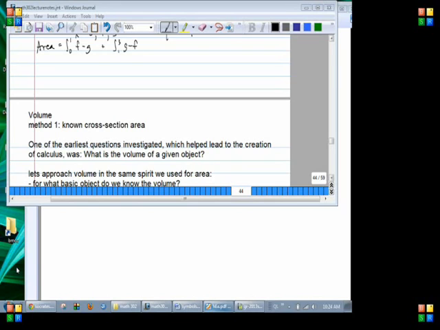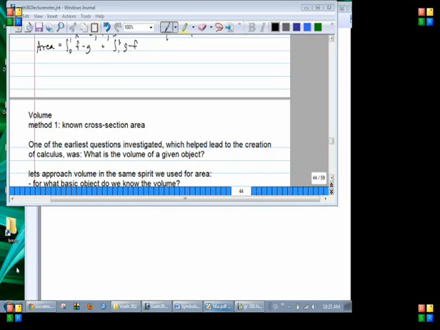Okay. So one of the earliest questions investigated in the history of mathematics, it actually helped lead to the creation of calculus, was what is the volume of a given object. Now we're going to approach volume in the same spirit that we asked, what is area and how can we solve that? Of course, we know that to find area, you just did an integral. Now, to do volume, we're going to use integration, but we have to think about how we're going to use integration. So here we go.